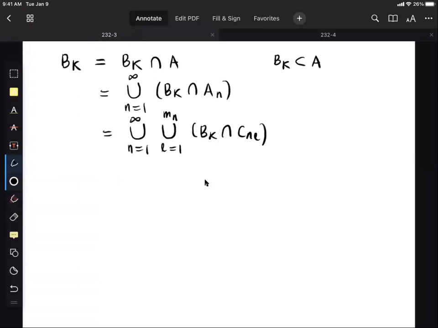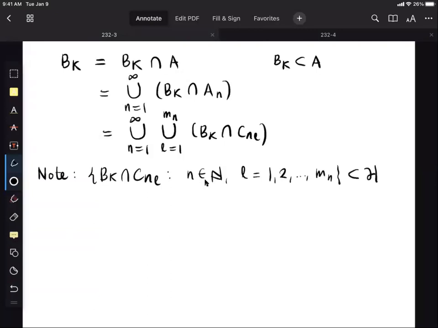By construction, you could easily see that B sub k intersection C sub n l, or I should say, take note that k is fixed here. So let's say n from 1 up to infinity, and l is from 1 to M sub n. Or we could write it in this way. This is by construction elements of H, because B sub k is in H and C sub n l is in H.